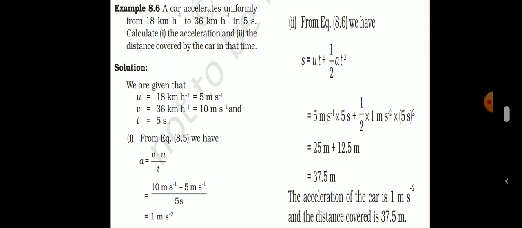And second, we want to find out what is the distance covered by the car in time t. So we can use the formula s is equal to ut plus 1 half at square. Substitute the values: u, t, acceleration and again time. You will get the distance traveled by the car as 37.5 meter.